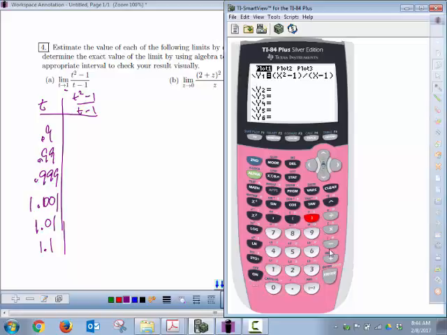So this worksheet is for later. Like I said, maybe at the end of class, or maybe you guys deal with it tomorrow.